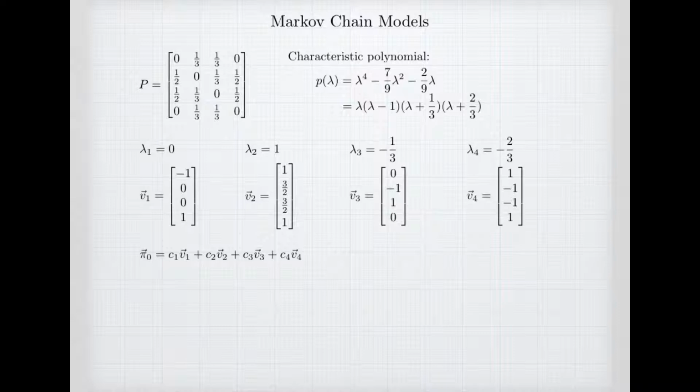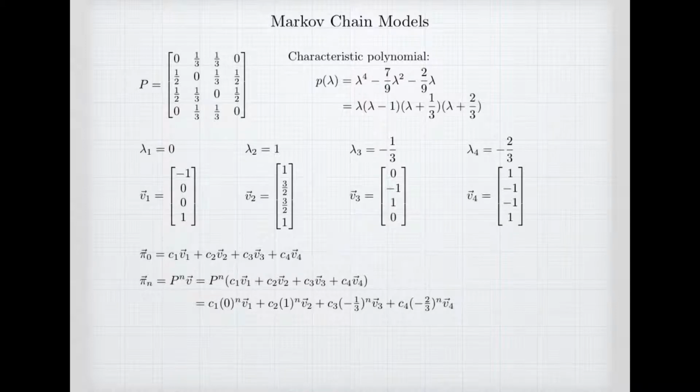Similarly, multiplying V3 by my matrix n times is equivalent to multiplying by negative a third to the n. And vector 4 is equivalent to multiplying by negative 2/3 to the n. So this first term is going to go away, because that's 0. My second term simplifies to just C2V2, and so I can think of my probability distribution after n steps as only having 3 contributions.